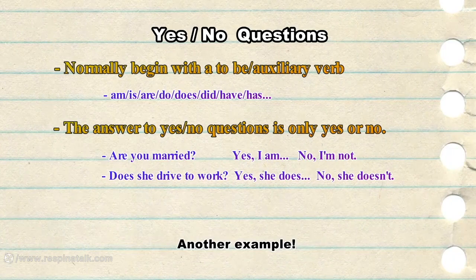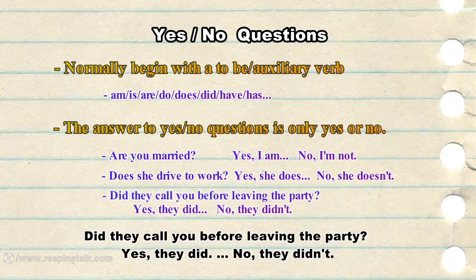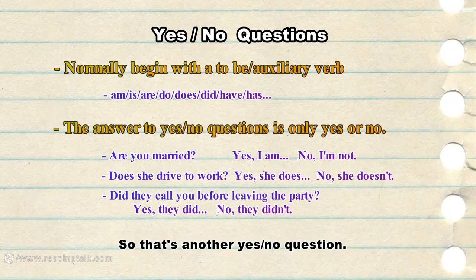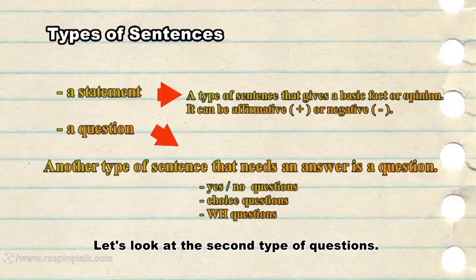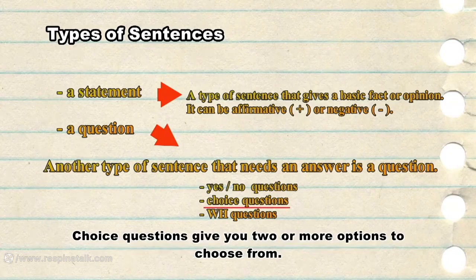Another example. Did they call you before leaving the party? Yes, they did, or no, they didn't. So that's another yes-no question. Now, let's look at the second type of questions. Choice questions give you two or more options to choose from.